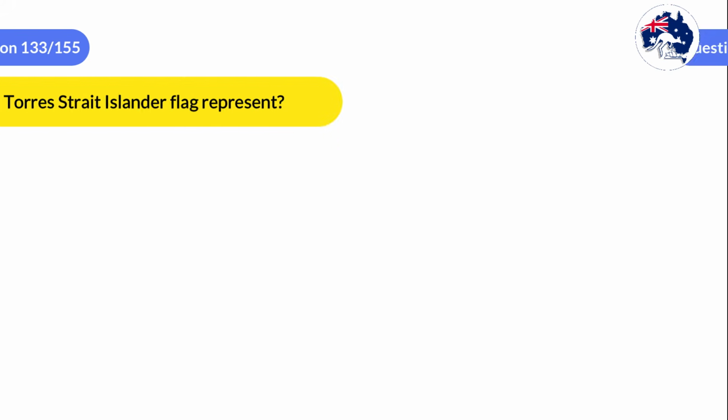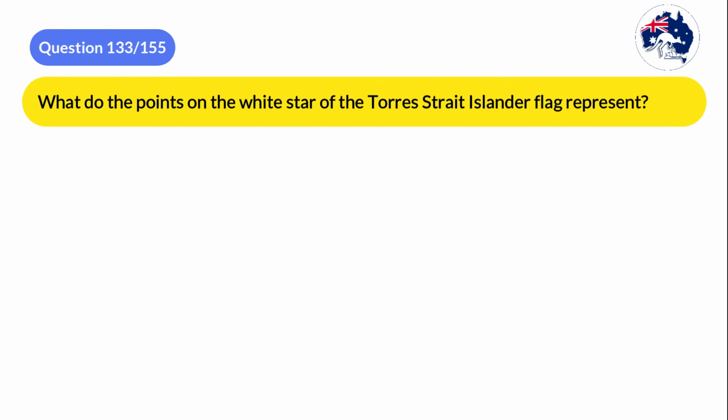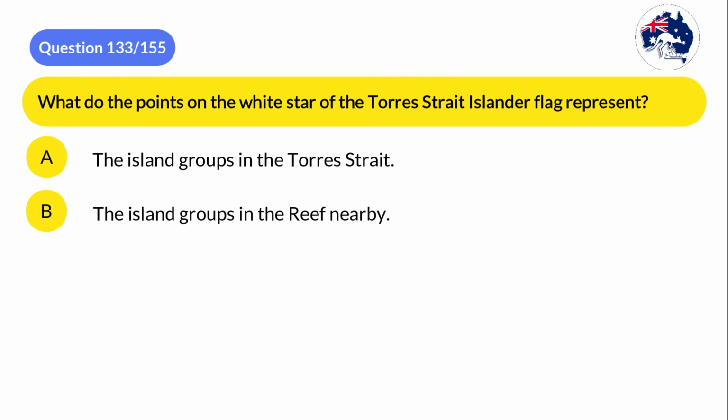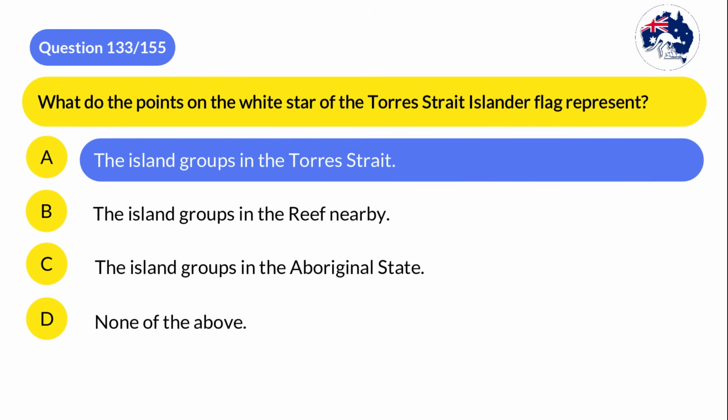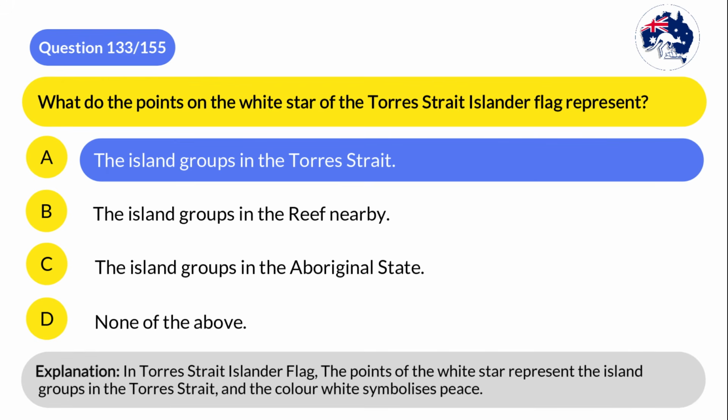Question 133. What do the points on the white star of the Torres Strait Islander flag represent? A. The island groups in the Torres Strait. B. The island groups in the reef nearby. C. The island groups in the Aboriginal state. D. None of the above. The correct answer is A. The island groups in the Torres Strait. Explanation: in Torres Strait Islander flag, the points of the white star represent the island groups in the Torres Strait, and the color white symbolizes peace.